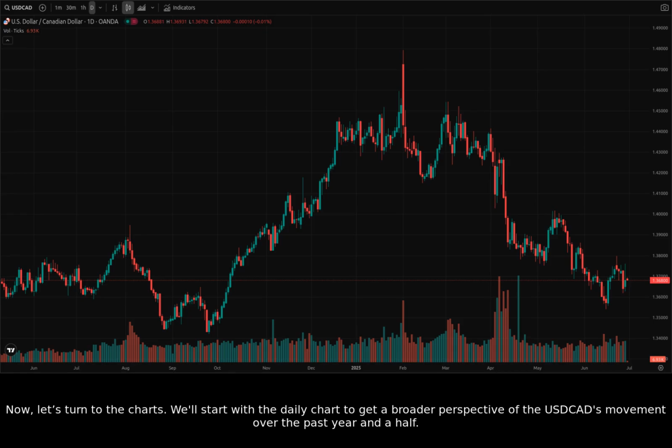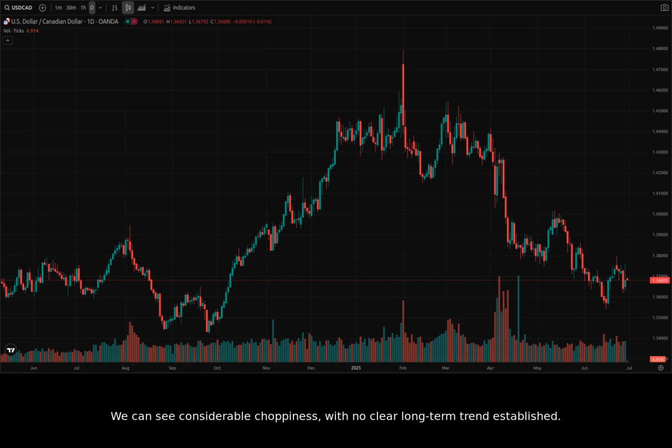We'll start with the daily chart to get a broader perspective of the USDCAD's movement over the past year and a half. We can see considerable choppiness, with no clear long-term trend established. There have been massive drops in the price on several occasions, with no clear recovery. Let's zoom in on a smaller period of time to get a better view.